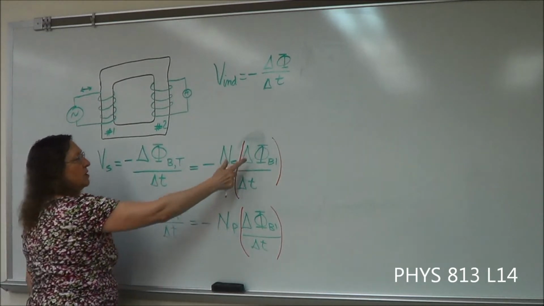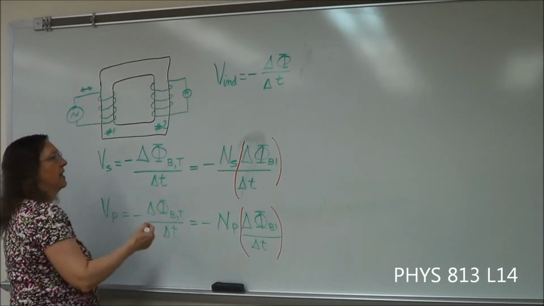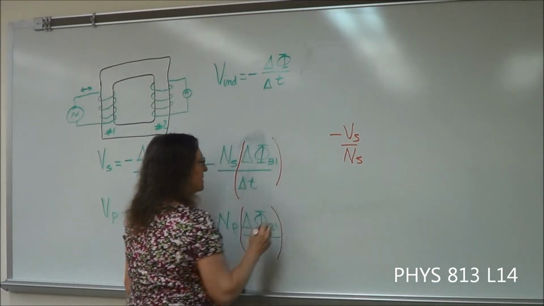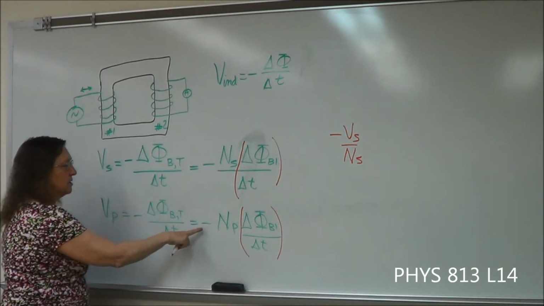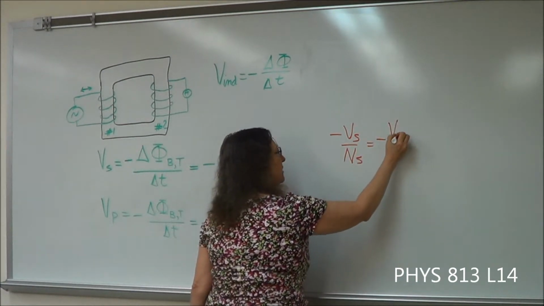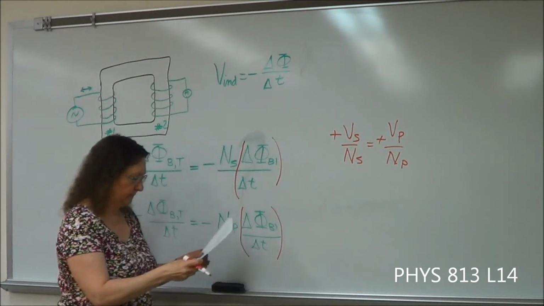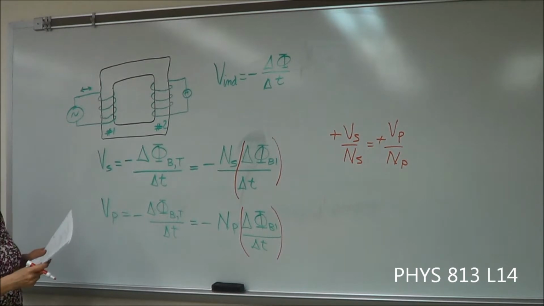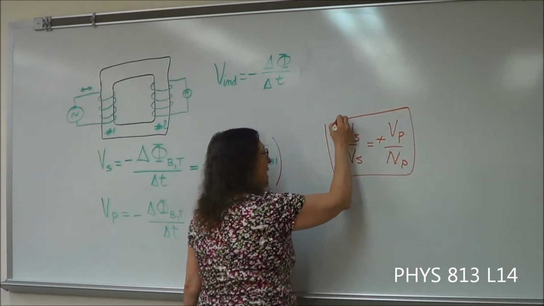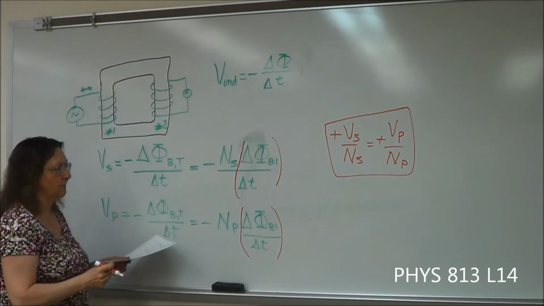So you would solve for this and solve for this, and then set those two equal to each other. If you solve for this, you get minus Vs over Ns, and if you solve for this, you get minus Vp over Np. So minus Vs over Ns equals minus Vp over Np, and of course both minuses we can change to pluses. Now, that is a significant equation. This is definitely one that you want to keep track of, and it goes in the box there, the voltage equation for a transformer.